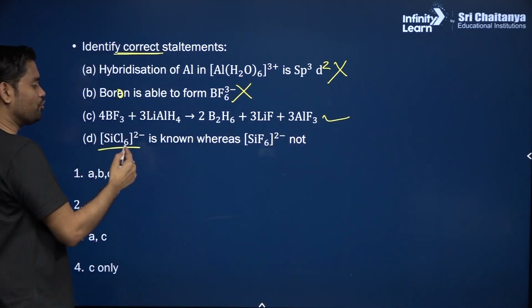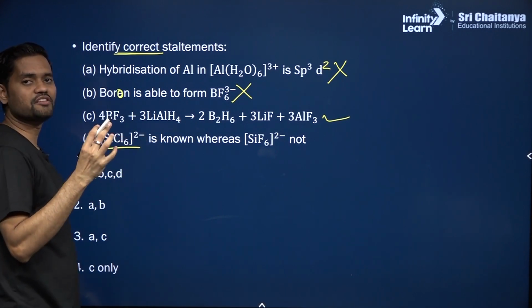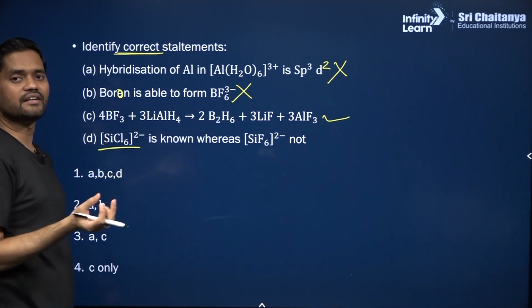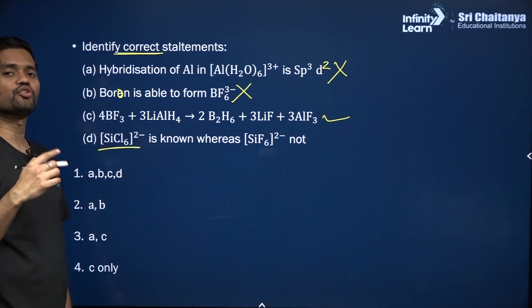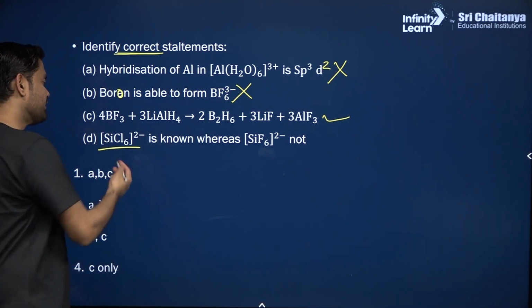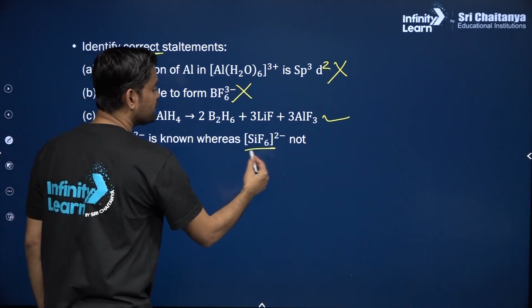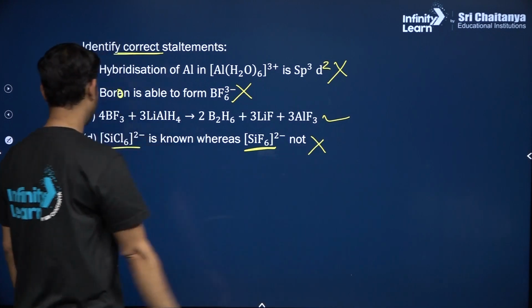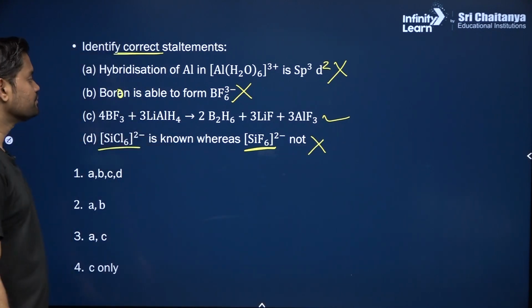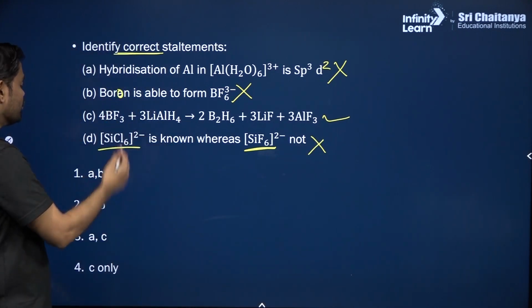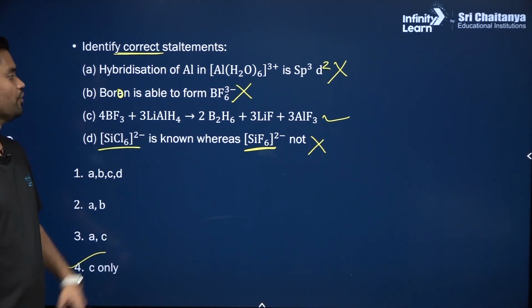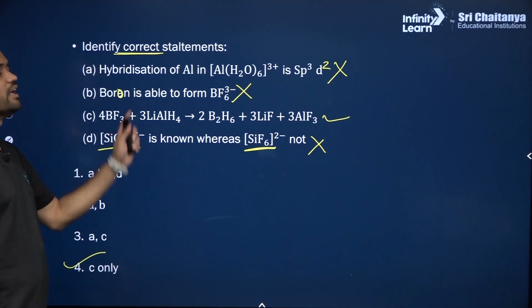SiCl6 2- is known. No, it is not known because chlorine is bigger in size and it will create steric hindrance first of all, and the repulsion between the chlorine atoms will be more. That's why it cannot be formed, whereas SiF6 is known. So the statement is opposite, so it is a wrong statement. Okay, clear? So we'll go with option 4, only C. Only C statement is right, rest all are wrong.